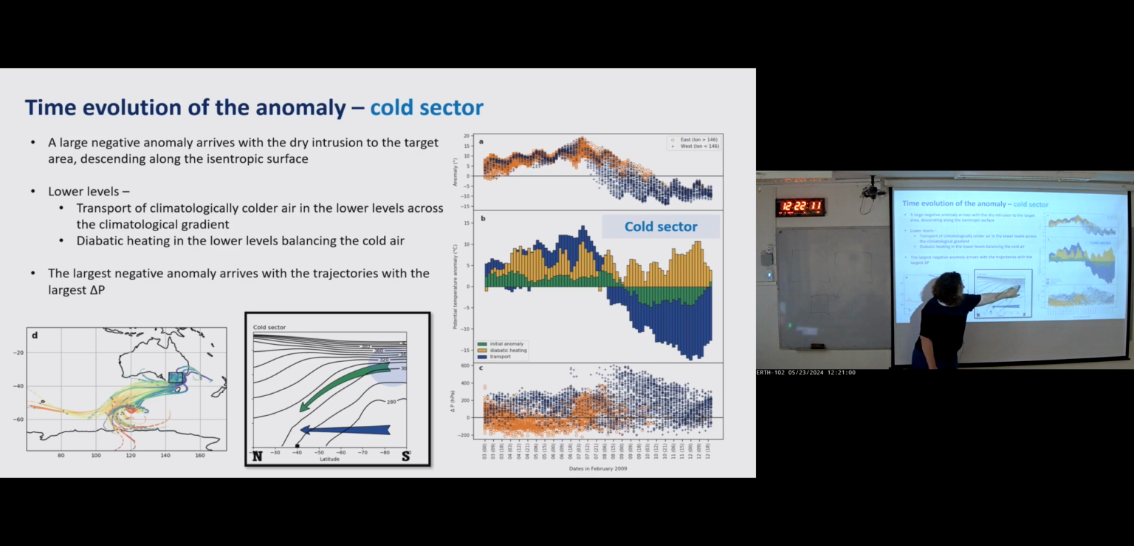Now, this cold anomaly that we see here, we also found in some other papers that were looking at teleconnections regarding this fire. Looking at an even larger scale, they found these cold anomalies above the coast of Antarctica in this paper, which really coincide with the origin of our trajectories. That was really nice.